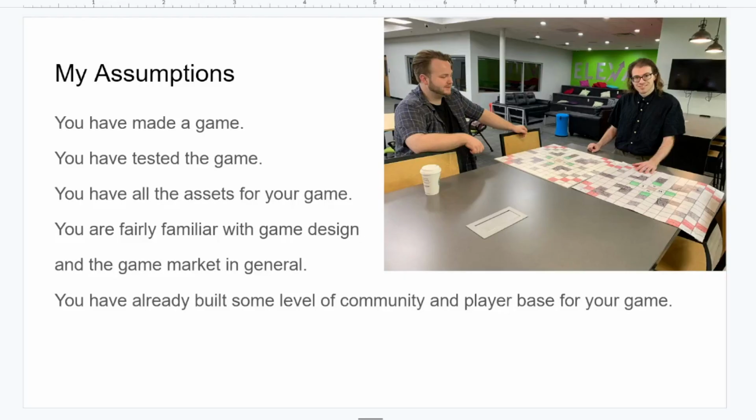And my last assumption is that you've already built up some level of community and player base for your game. This doesn't have to be big, it can be like half a dozen boys that you go and get drinks with, and then you're like, hey, I made this funny little party card game where we crack it open, we shuffle the deck at the bar, deal cards to everybody, and then whoever loses has to take a shot. Even just that level of community is good enough to jump into this seminar.